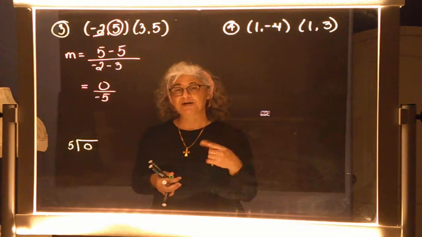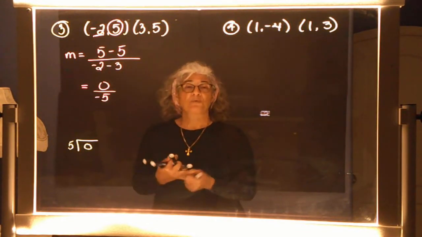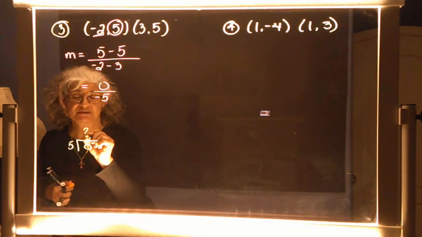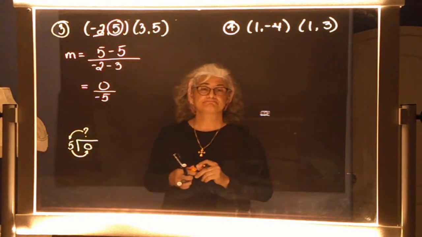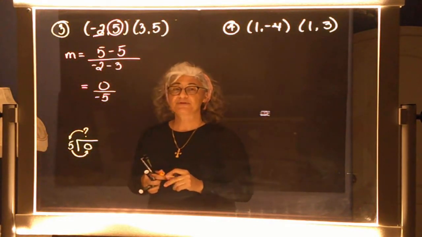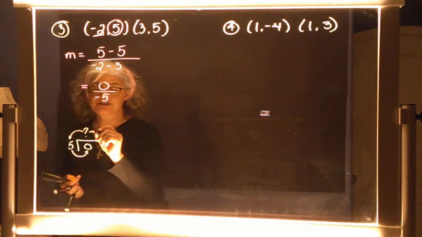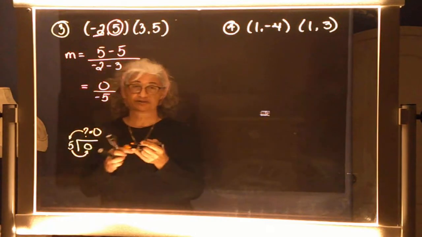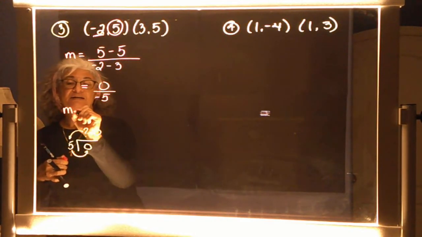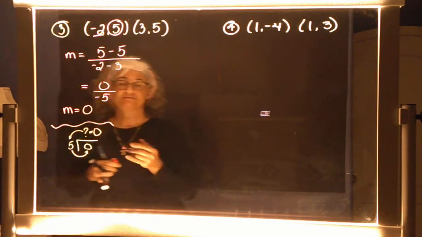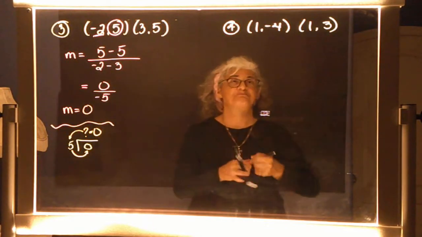Well, sometimes a better question to ask ourselves is this. What can I put on top that when I multiply by 5 gives me 0? What number can you put on top that when you multiply by 5 gives you 0? Yeah, 0. This question mark would be a 0 because 0 times 5 is 0, isn't it? Which means in this case, m is equal to 0. Cool? Good. Let's look at this other one.